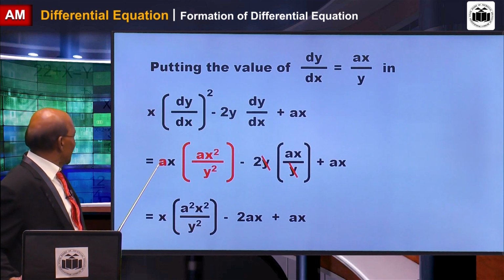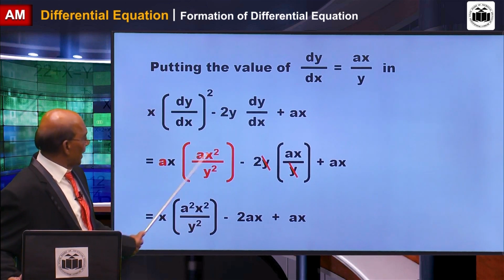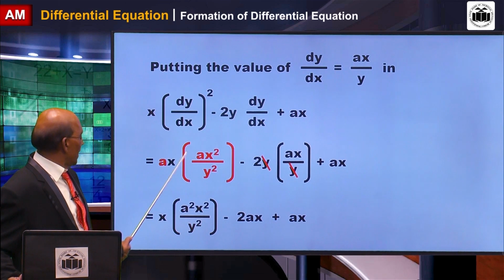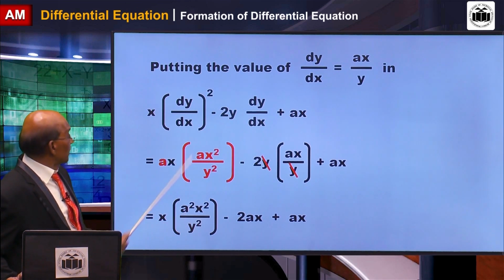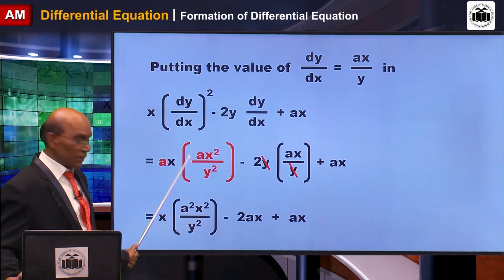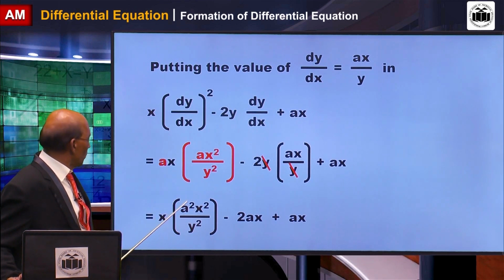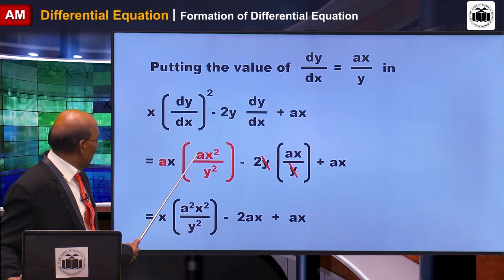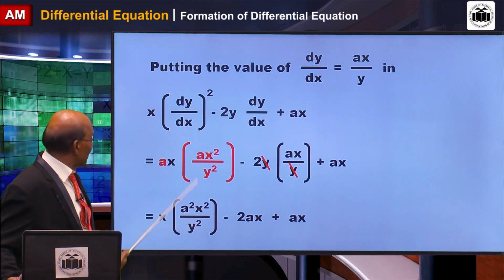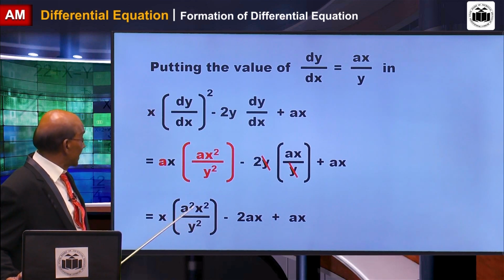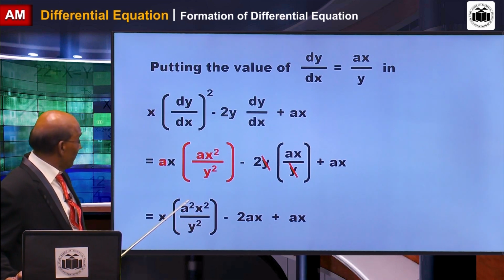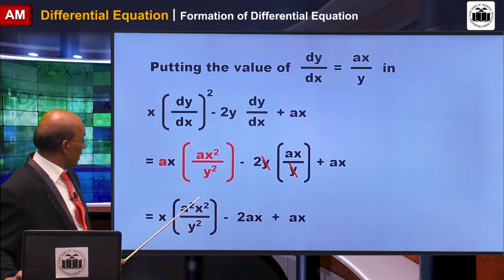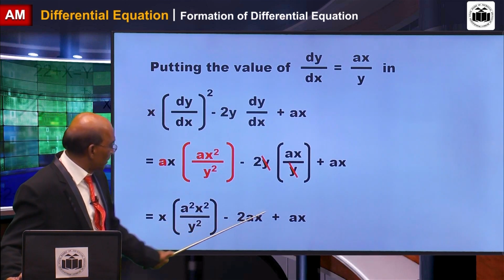Now this a we can take inside. If we take that a inside, then this is a square x square upon y square, and for that a square x square we take y square. This is a tedious step as far as the student is concerned, and hence I am going to explain here again: a into a square x square as it is, y square as it is, because a square x square means ax equals y as our equation given. We can write here a square x square upon y square minus 2x plus ax.